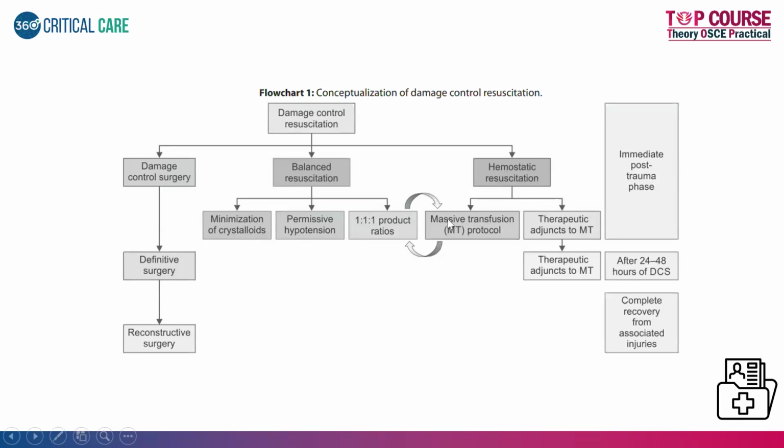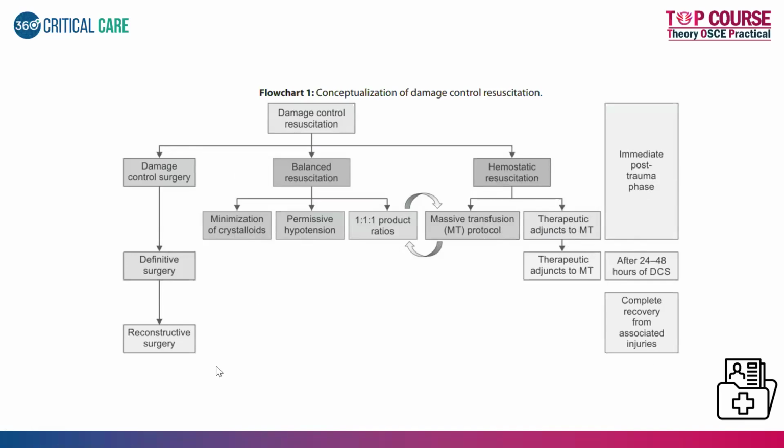Hemostatic resuscitation is your activation of the massive transfusion protocol, or, depending on coagulation or coagulopathy, you can use any other blood products. Try and arrest the bleed within the first 24-hour period. Once that is done, you can do your definitive surgery. And once the patient is stable, do a reconstructive surgery.